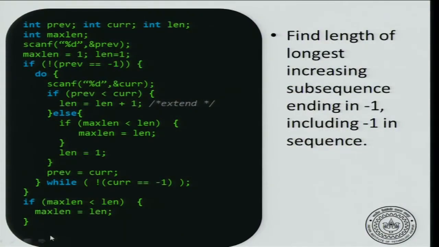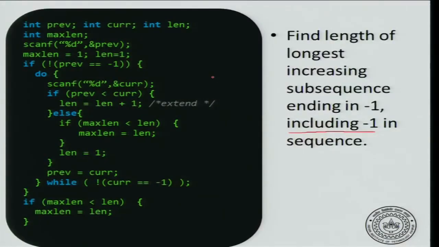Okay. So let us try to solve a problem that we have already seen, which is to find the length of the longest contiguous increasing subsequence ending in -1. The difference that we have is that earlier we did not include -1 in the sequence when you computed the length of the sequence. Now we will include -1. Okay. So here is the program to do that, and the core logic.